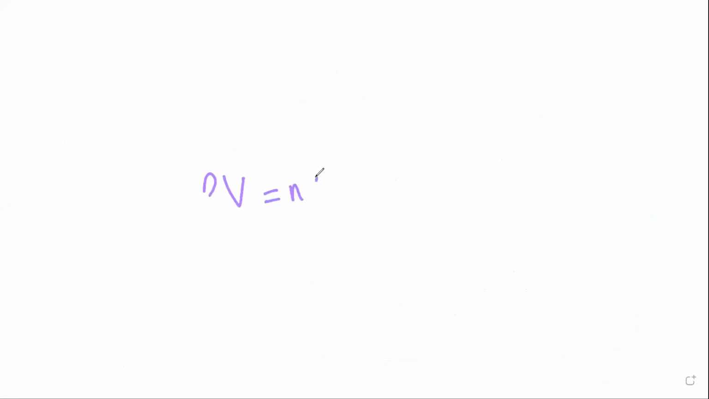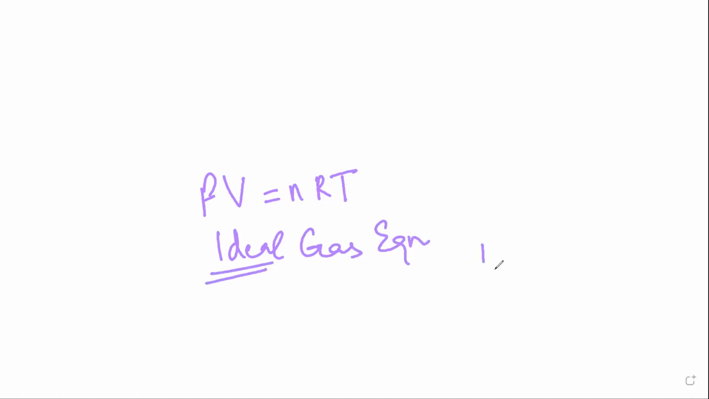About PV equals nRT, that it is called an ideal gas. It is called an ideal gas equation. So when you see "ideal," it is like having an ideal boyfriend or an ideal girlfriend. Have you understood, Avantika?